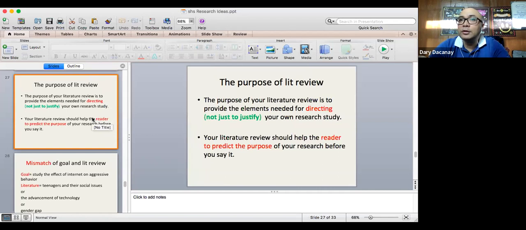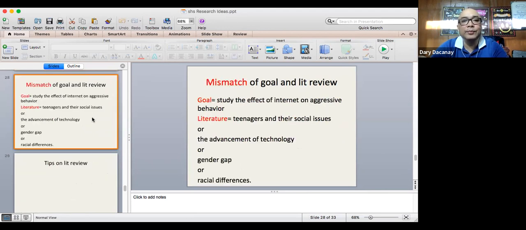Now, the purpose of your literature review later on is to provide the elements needed for directing your own research study. Your literature review, or what is called the preliminary literature review, later on you need to scan over the sources that you will have, which should help you to predict the purpose of your research before you say it. So we will get to that. And sometimes there's a mismatch of the goal and the literature review. Now the goal of the study, meaning the effect, for example, the effect of internet on aggressive behavior, then the literature, teenagers and their social issues, etc.